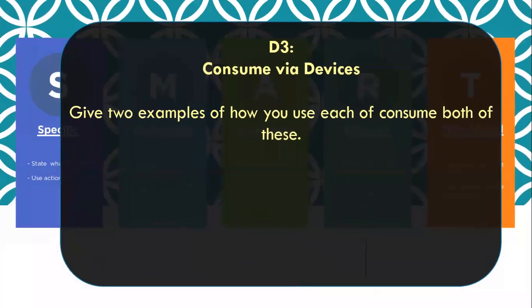So here's your discussion question number 3. Give me 2 examples of how you use each of these. Specifically, what are 2 examples for the sequential usage? So one device and it's connected to accomplish one task. So give me 2 examples of when you use those. For instance, you book a flight.